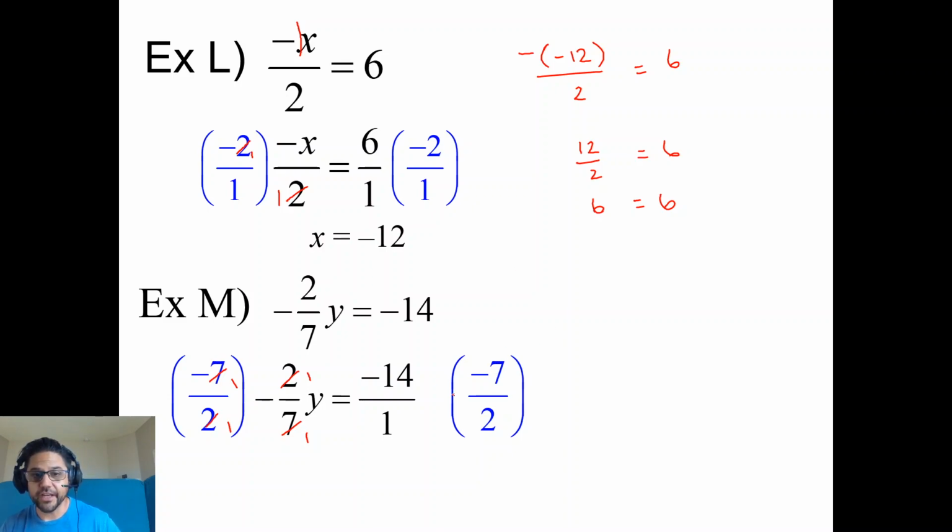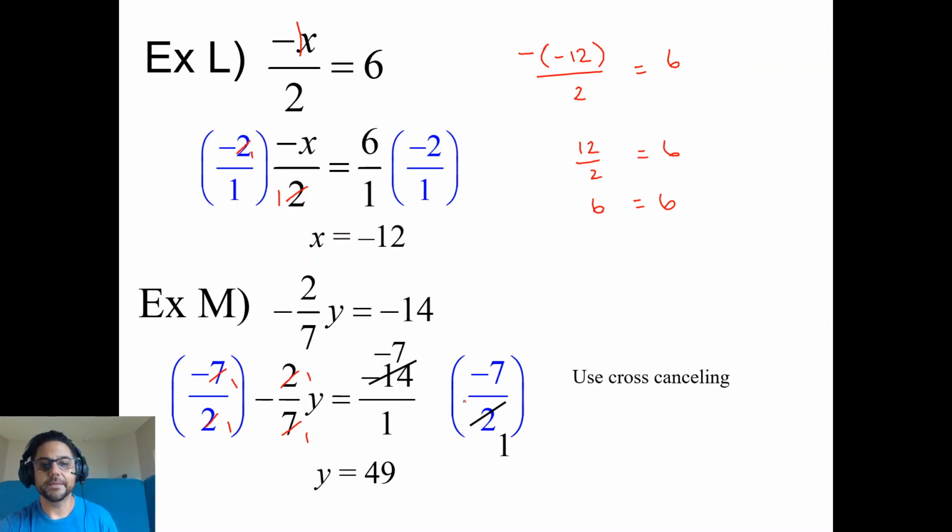But if you notice over here, cross canceling does occur. 2 becomes a 1. Negative 14 becomes a negative 7. So my answer is found from negative 7 multiplied by negative 7. And remember, when we're multiplying same signs, it becomes positive, so positive 49.